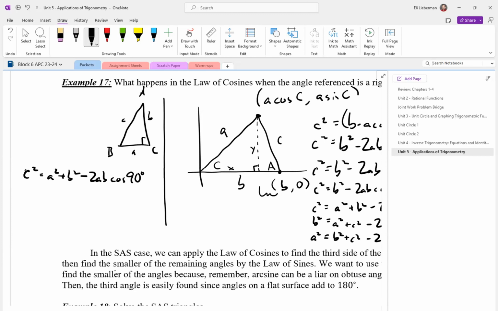That's a good one, Ben. So cosine of 90, we know cosine of 90 is 0. That's why this whole thing goes away.